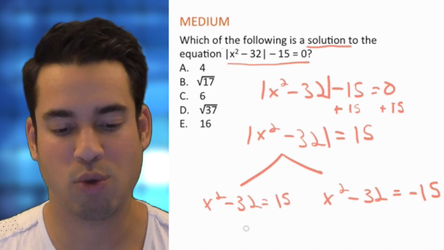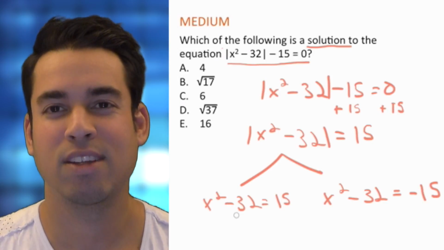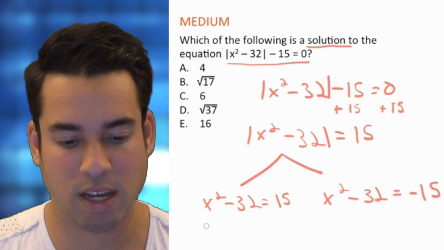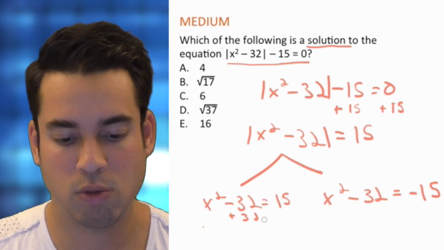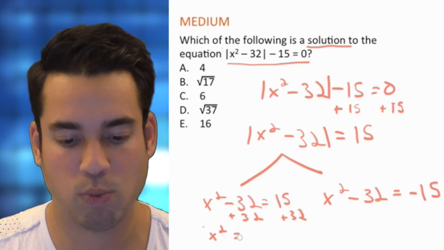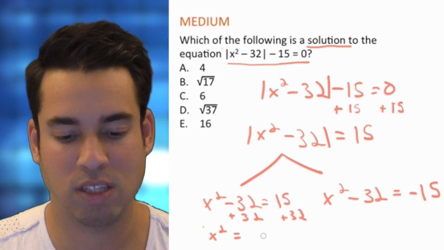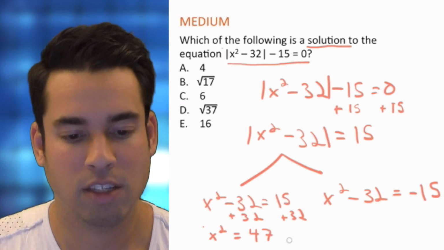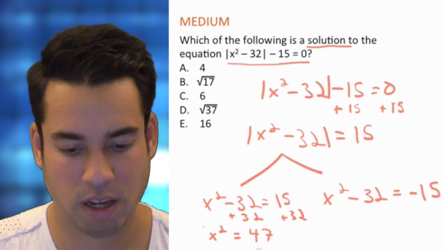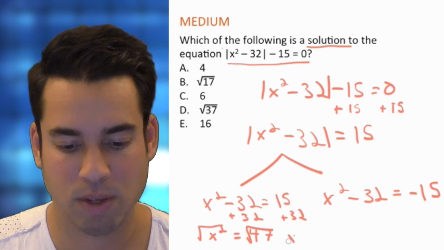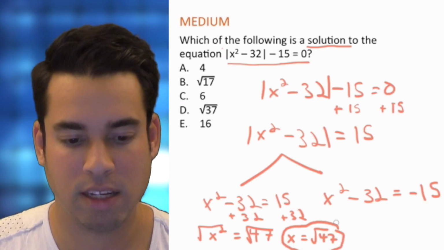So now we've got our two nice equations that we can solve, and of course we are going to get two values for this equation. So x squared, let's go ahead and isolate. We're going to add 32 to both sides, right? Do the opposite, isolate x. We got x squared equals, what is 15 plus 32? That is 47. All right, and so now we can isolate x by taking the square root of both sides, and we get x equals square root of 47. Cool, that is one option.